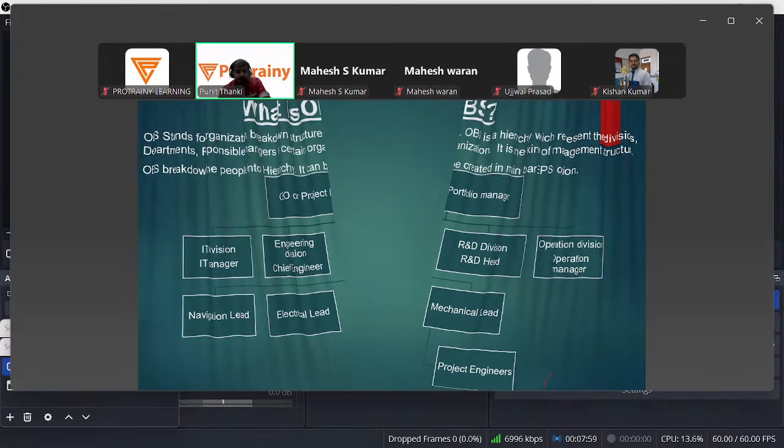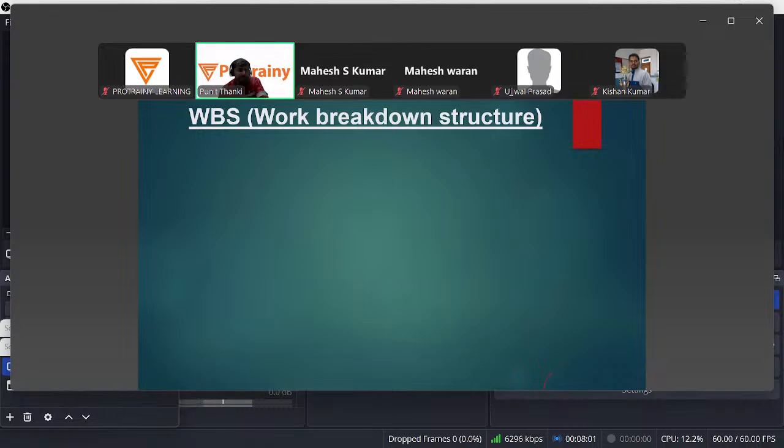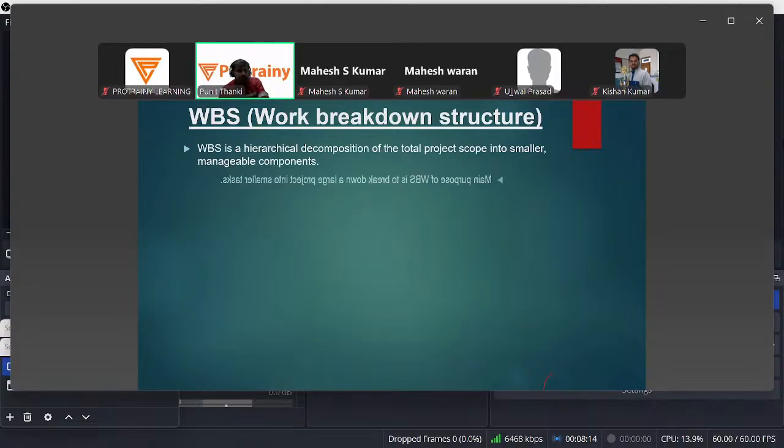Let's say, moving ahead. What is work breakdown structure? Work breakdown structure. Divide this word into three: work, breakdown, and structure. So work breakdown structure is a hierarchical decomposition of the total project scope into smaller and manageable components.